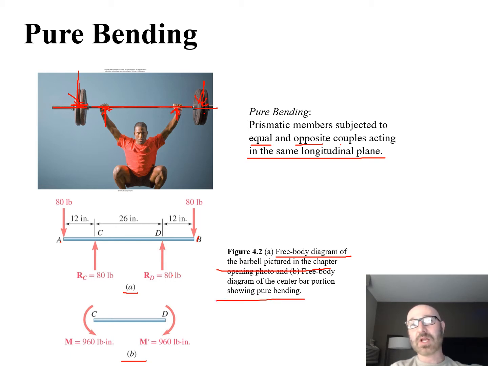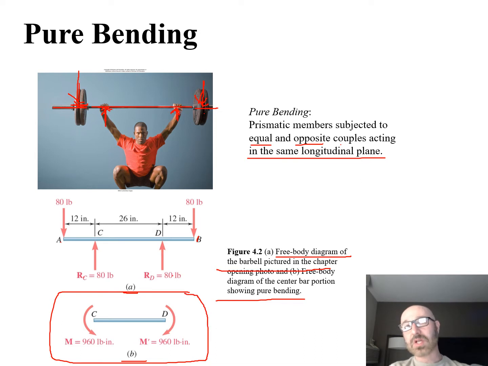So we're only looking at the center bar portion right there for pure bending. If we did out our calculations, we could find our moments from the free body diagram, our forces times our perpendicular distance. So we can see, okay, 80 times 12, and you have these guys acting right there. So we can figure out our bending moments based upon all that information for the bar.